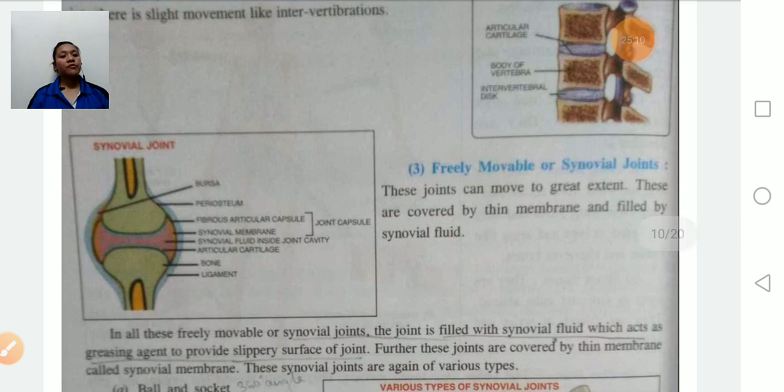Next is the freely movable joint, also known as the synovial joint. This joint can move to a great extent. These are covered by thin membranes and filled with synovial fluid. In between the joint is synovial fluid, therefore the joint moves freely to a great extent.